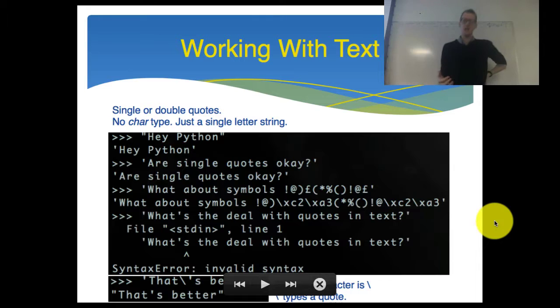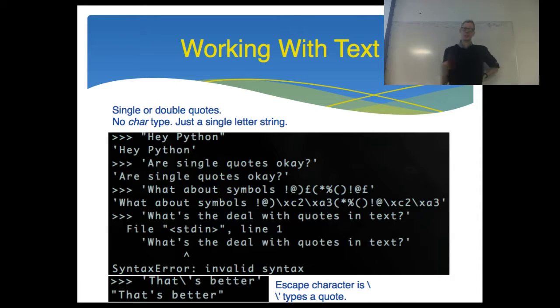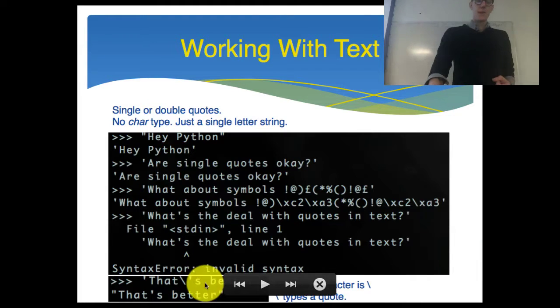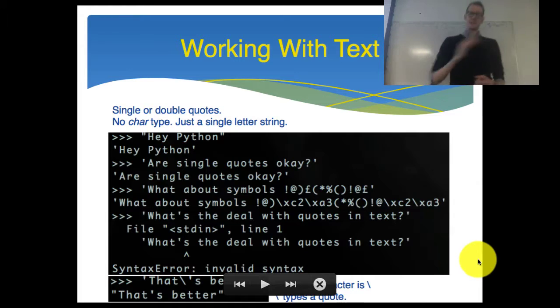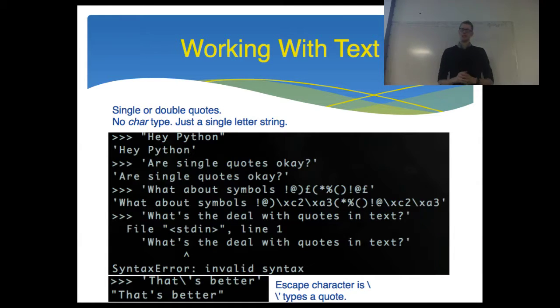The way around that is to use what's called an escape character. So if you want to put a quote within a string, we put a backslash before the quote, and that tells Python that this next quote that's coming up is not Python code. I don't want you to interpret it as the end of the string. I want it to be part of the words that I'm putting in. So now I can type, that's better, but before the apostrophe, put a backslash, and then Python will accept the string perfectly fine.